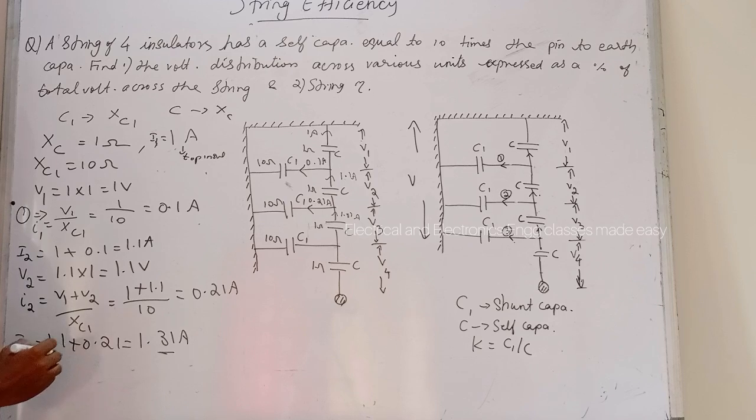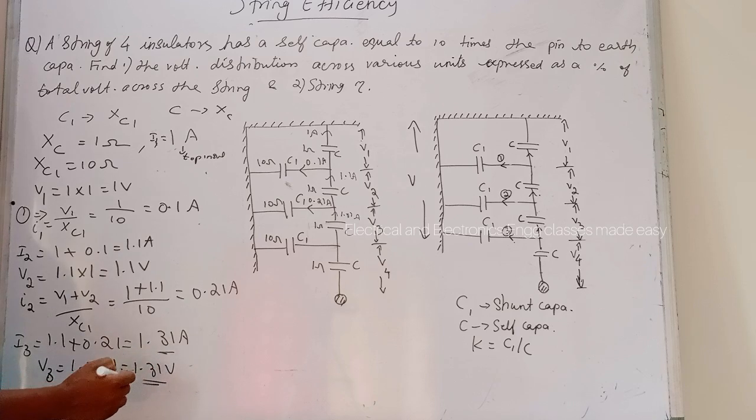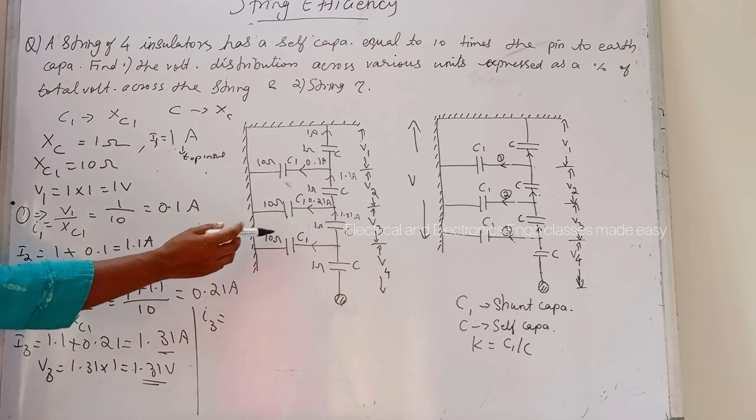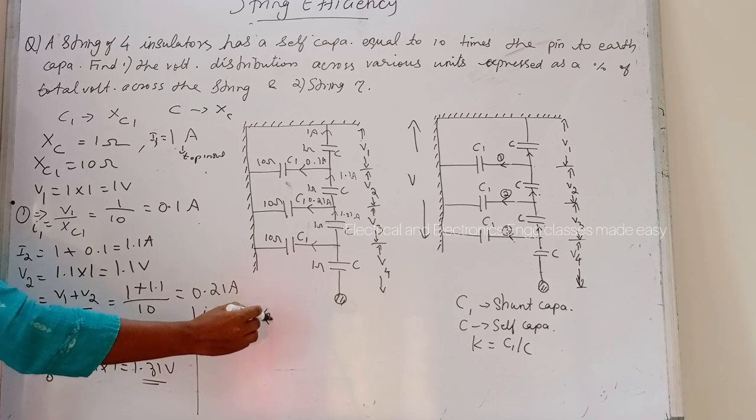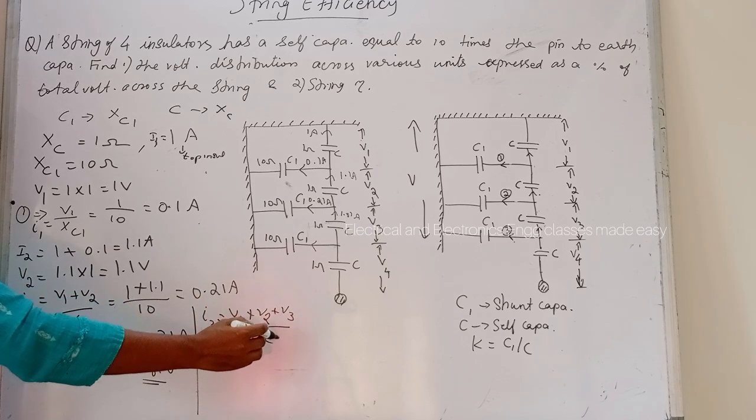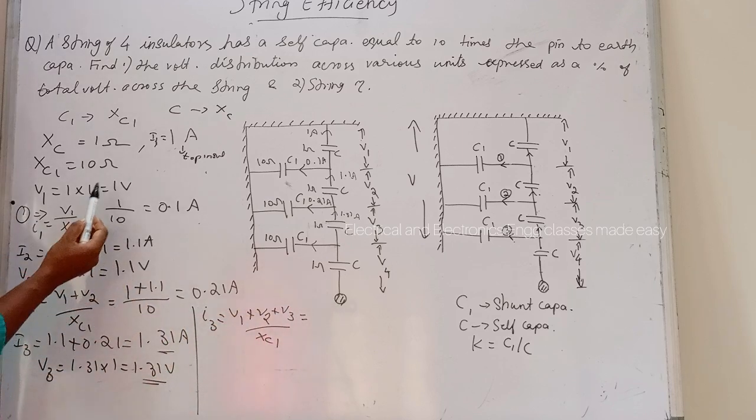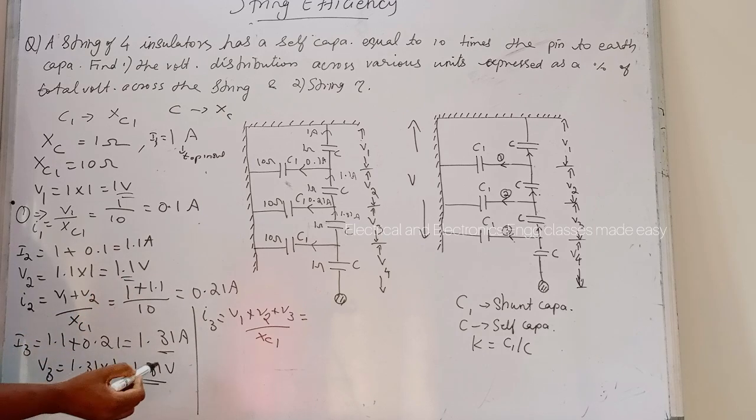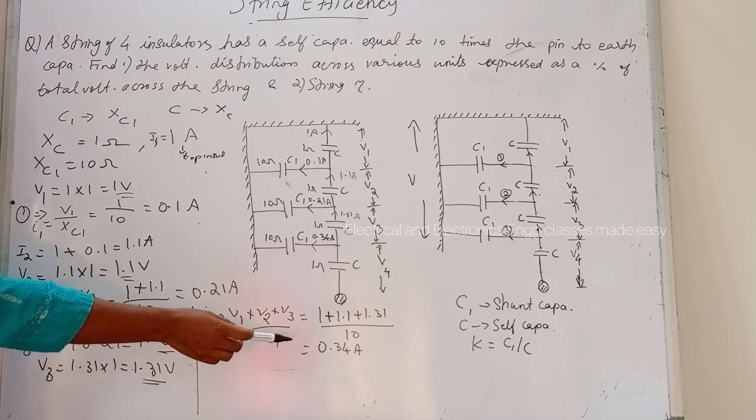So small I3. Before that we can find V3. So what is V3? V3 is equal to 1.31 into 1 ohm, so 1.31 volt. Now we can find this current, that is small I3. So what is I3? I3 is equal to V1 plus V2 plus V3 divided by XC1, and that is equal to V1 is 1 volt, then V2 is 1.1 volt, then V3 is 1.31 volt, and we get I3 as 0.34 ampere.